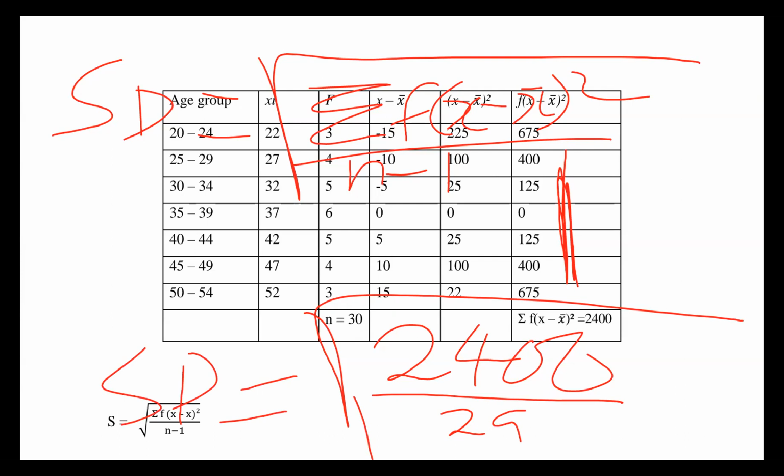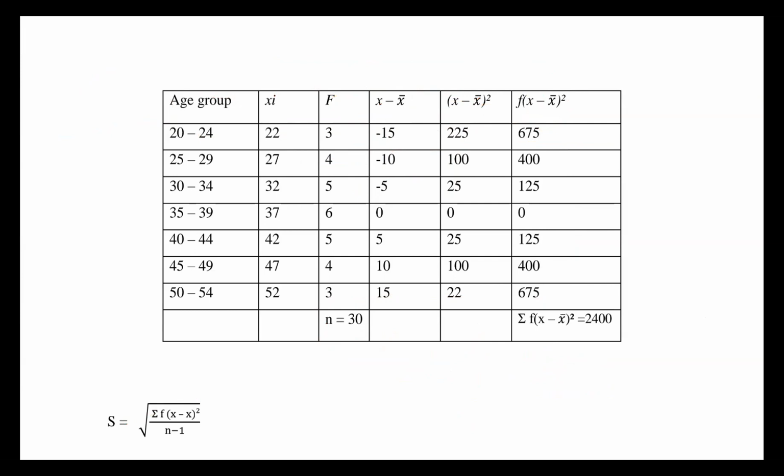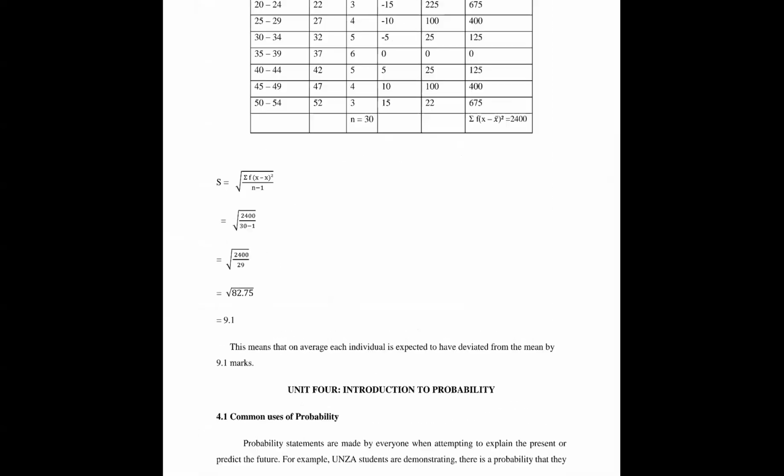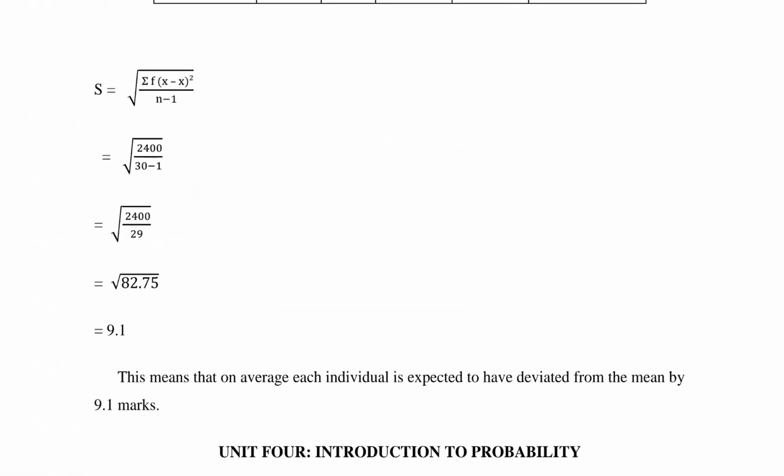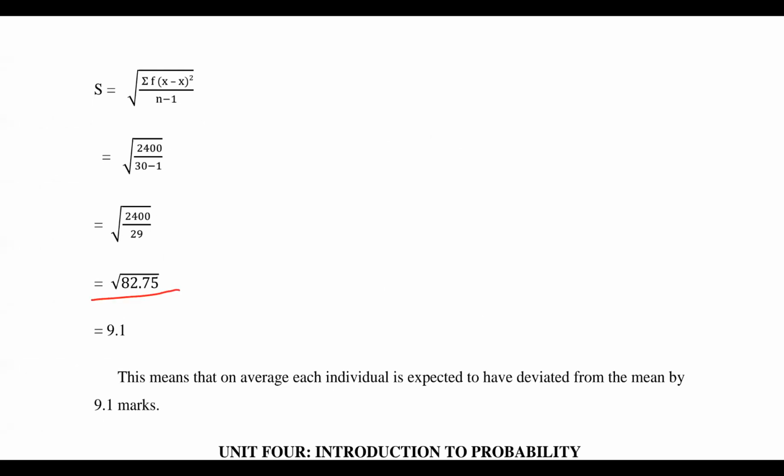So at least you have gotten the idea on how to find the standard deviation of the grouped data. So basically, this is what occurred. 2,400 divided by 29 was found. You square root that, and the square root thereof is 9.1. This means that on average, each individual is expected to have deviated from the mean by how many marks? 9.1 marks. That is the deviation from the mean.